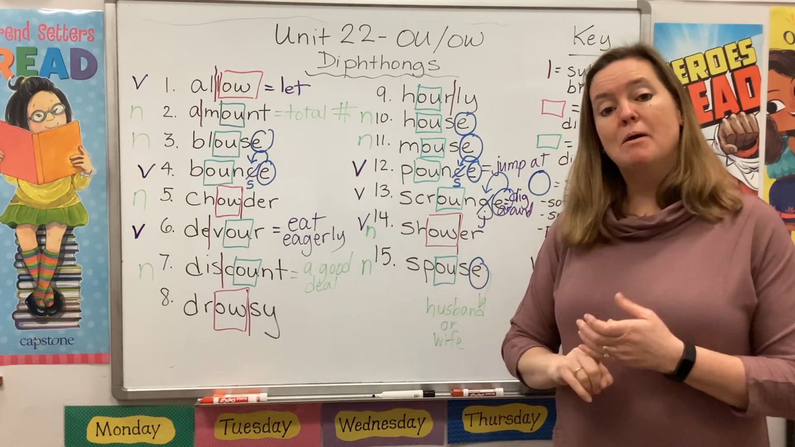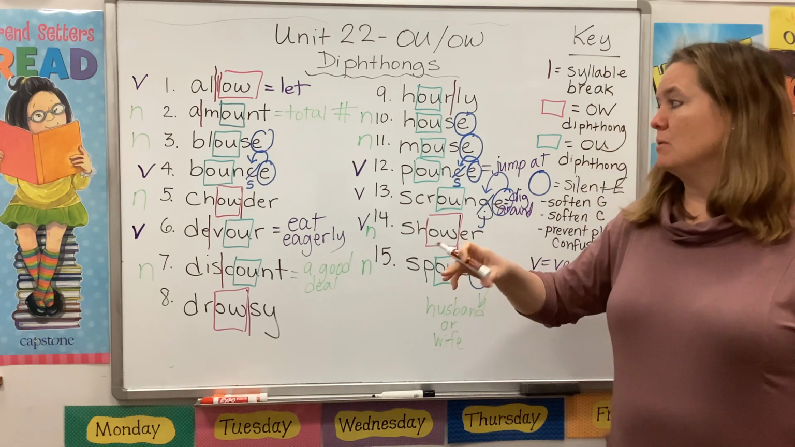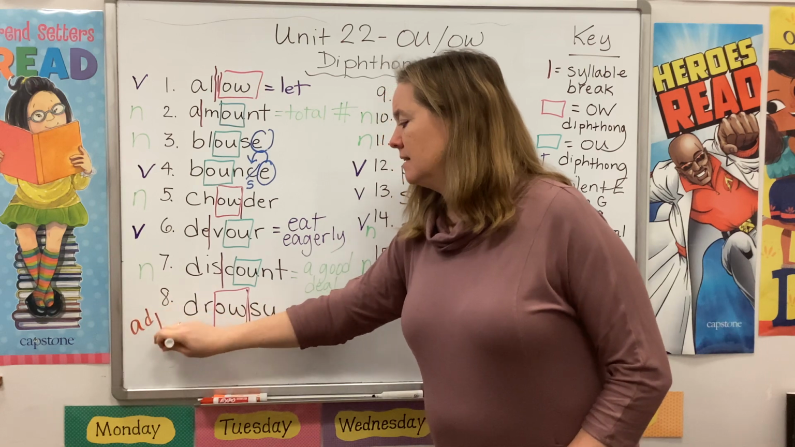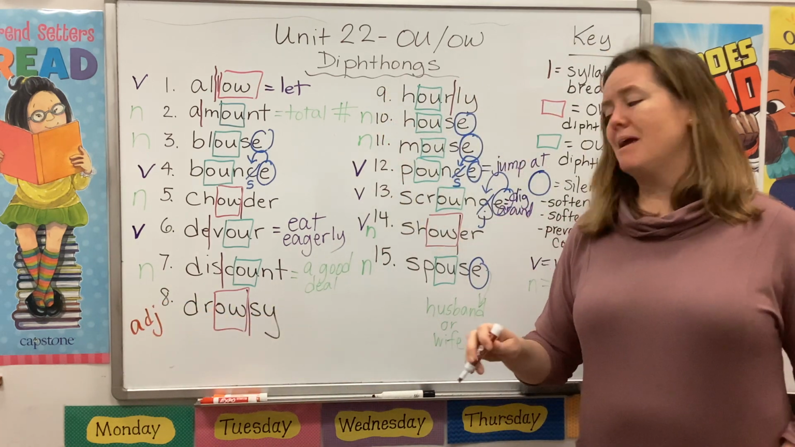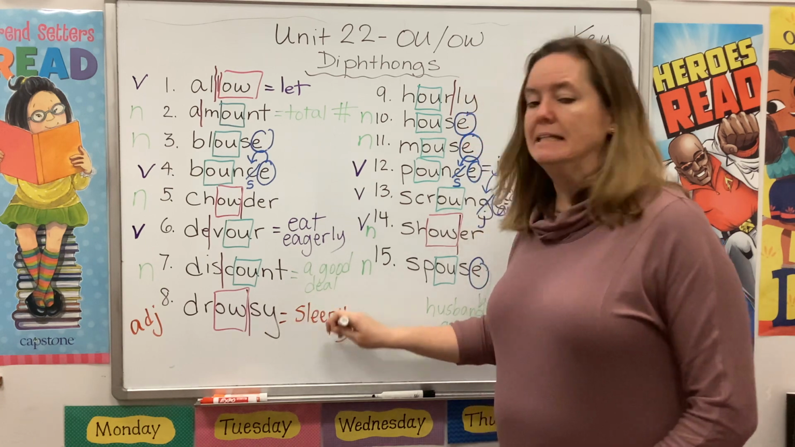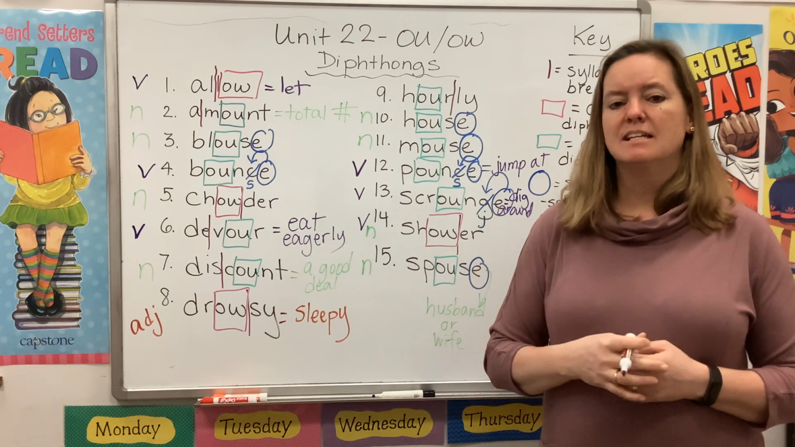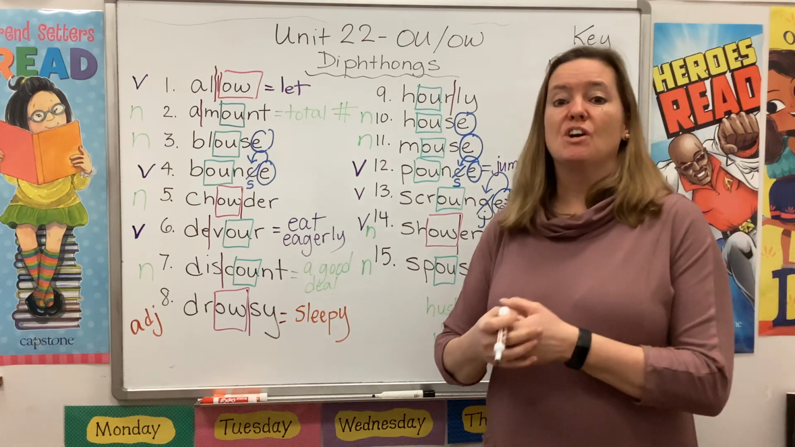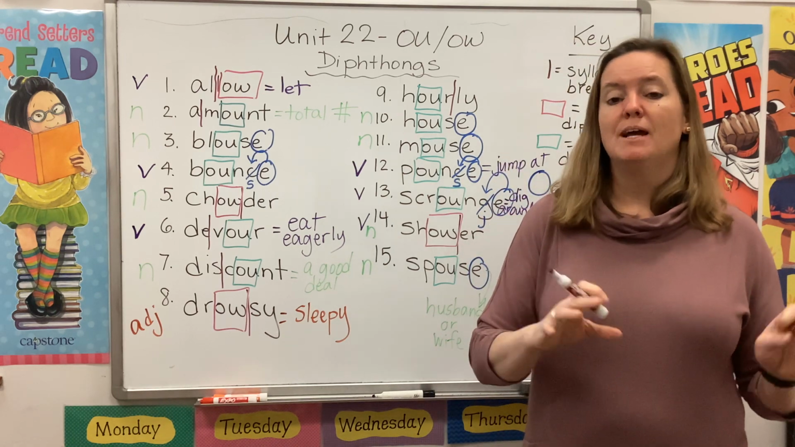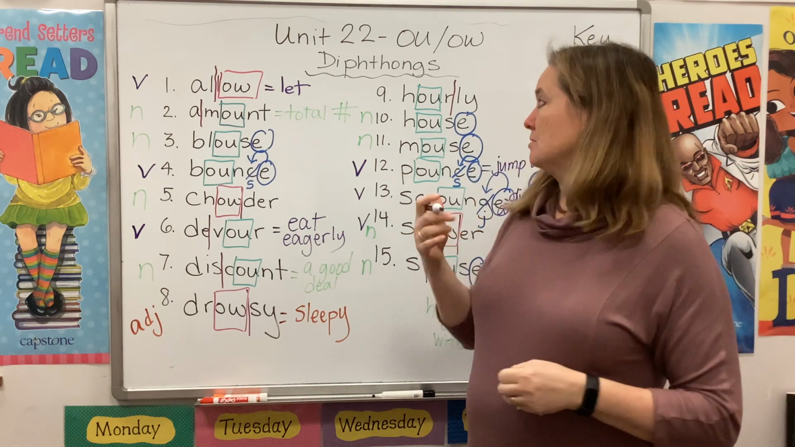All right, we have one part of speech left today, and that is adjective. Those are our describing words. So for instance, drowsy is an adjective. If something makes you drowsy, it makes you sleepy, right? So certain medicines will make you drowsy, cough medicines. For some people, riding in the car makes you drowsy. Sitting on the couch and watching a movie might make you drowsy. It just makes your eyes heavy and sleepy and that sort of thing.